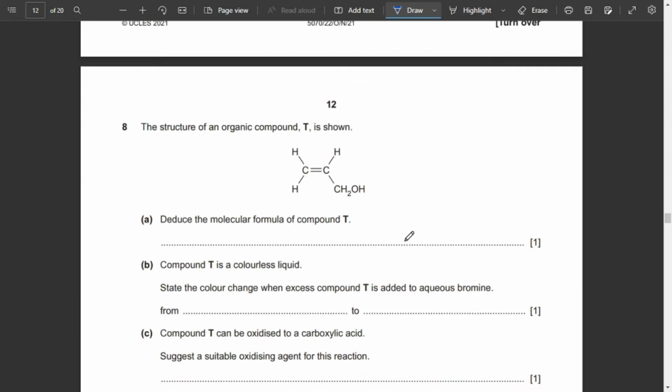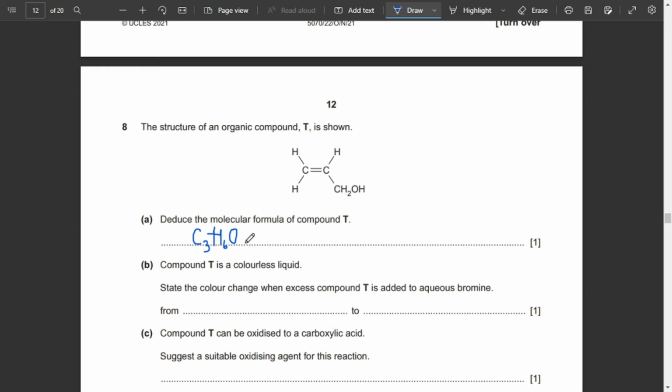Moving on to question number 8, the structure of an organic compound T is shown. Deduce the molecular formula of compound T. The molecular formula of compound T is going to be C3H6O. Since we have 1, 2, 3 carbons, 1, 2, 3, 4, 5, 6 hydrogens and 1 oxygen. Pretty simple question.